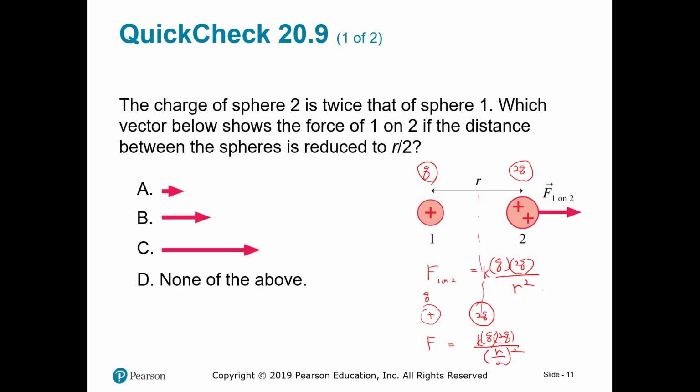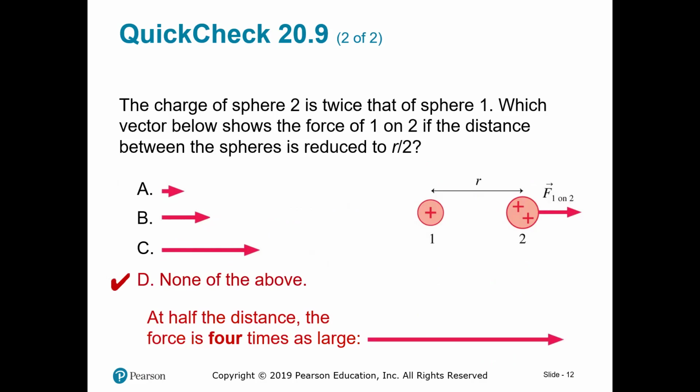So the force is proportional to 1 over R squared, right? So if your distance is 2 times smaller, your force will be 4 times greater. So the answer is 4 times greater force. In other words, your answer is 4 times over this line. So this is 4 times. These two are the same length, so it's the same force. So this is a 2 times force, none of this, right? So you have to have a 4 times greater force, right?